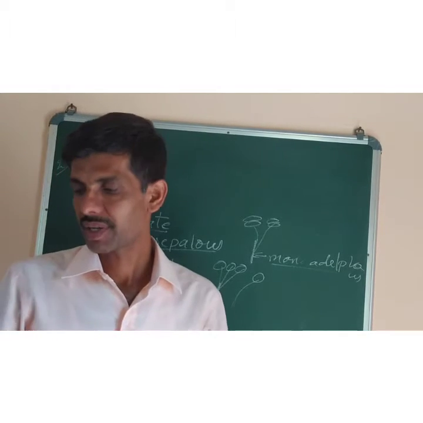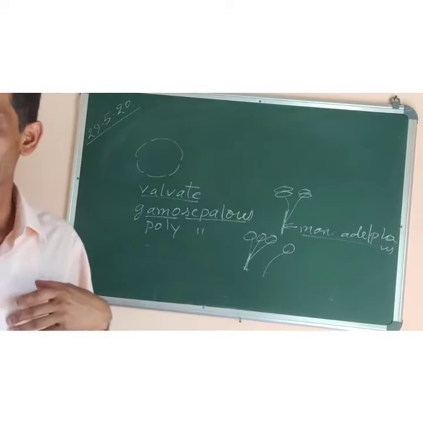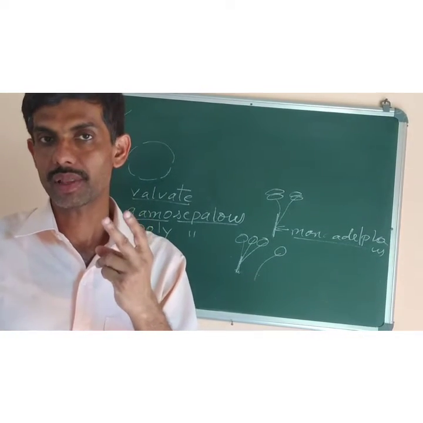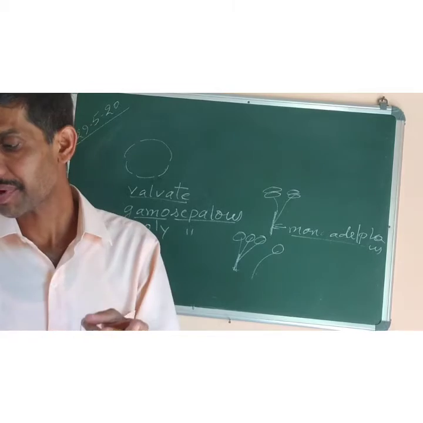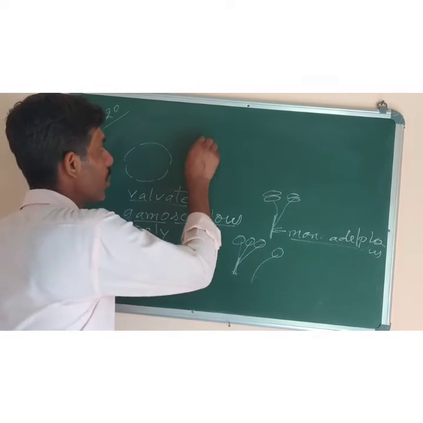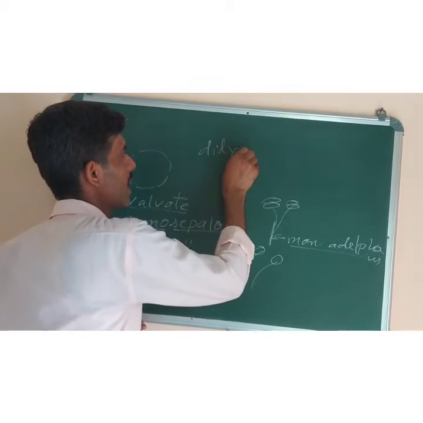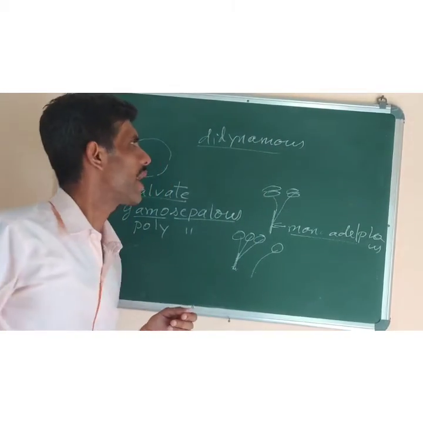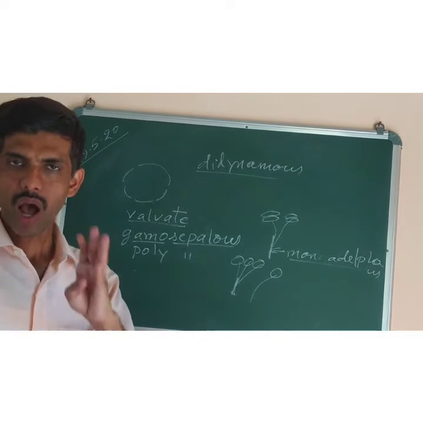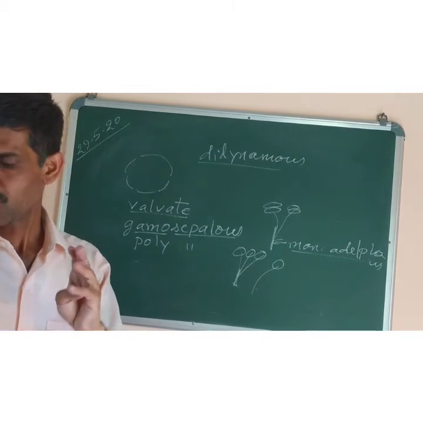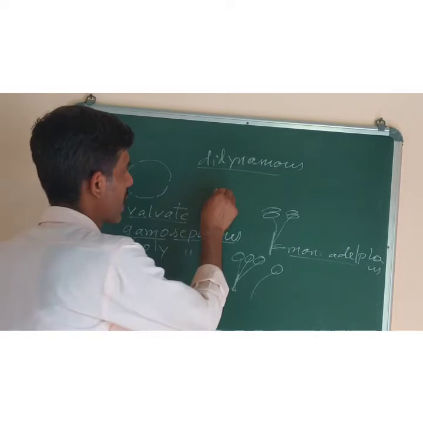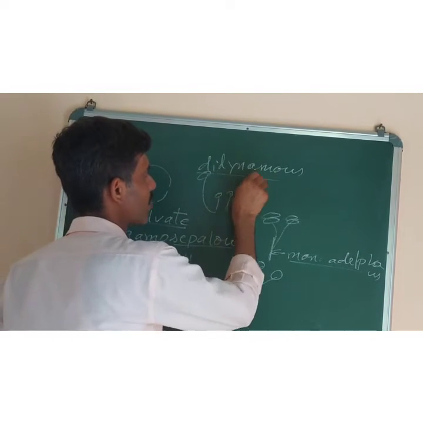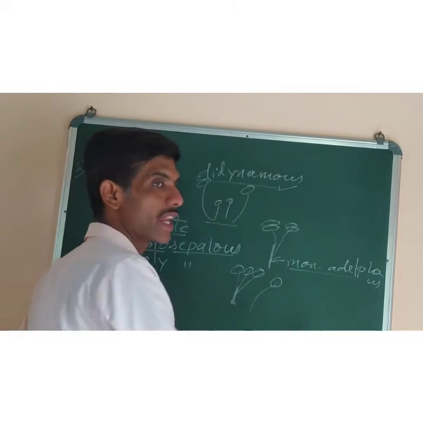Now next one is length of stamens. There are two conditions according to length of stamens, didynamous and tetradynamous. D-I-D-Y-N-A-M-O-U-S. In didynamous, out of 4 stamens which are present, 2 inner ones are short, like this one is short, and 2 outer stamens are big. Such a condition is called didynamous condition.